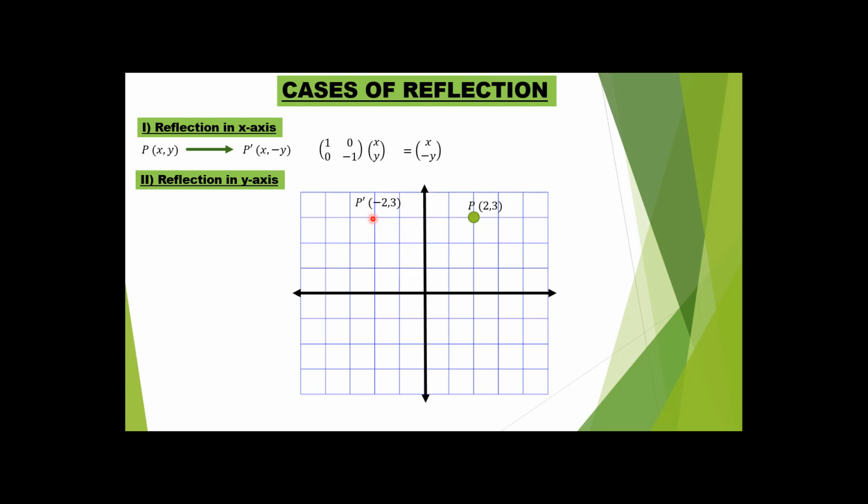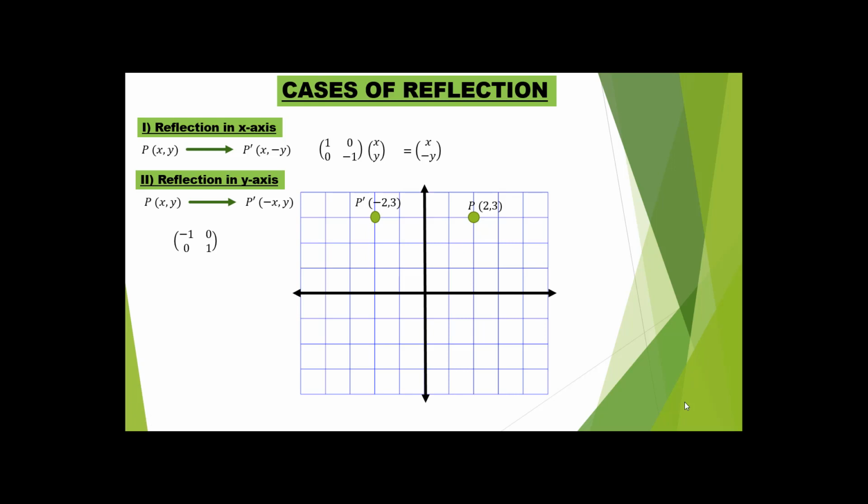So if you examine these 2 points P and P dash, we clearly can see that there is no change in the y coordinate, only the x coordinate has changed and it becomes negative. So in general, we can say that if we are having any point P having the coordinates x, y, its image will be negative of x and y will remain unchanged. And the matrix related with this particular reflection is going to be minus 1, 0, 0, 1.